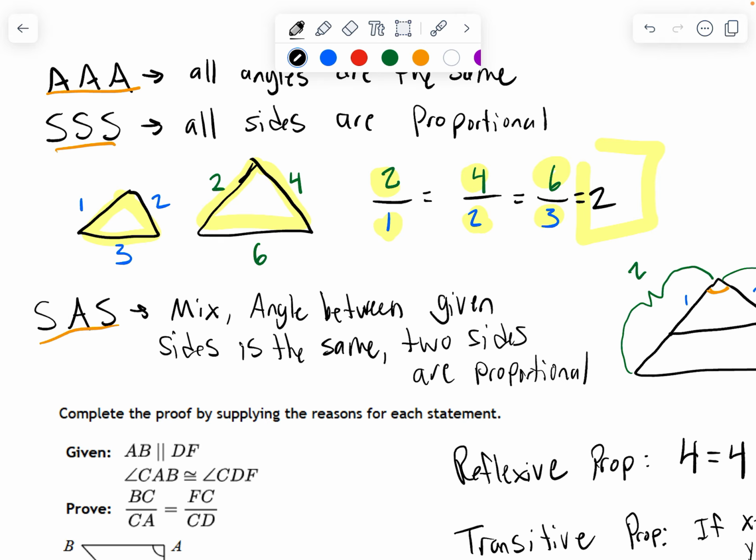Side angle side is a mix of the other two, where it says the angle must be the same in both triangles, and the sides that you're given must be proportional. Now, the angle we're looking at must be the angle between those given sides.